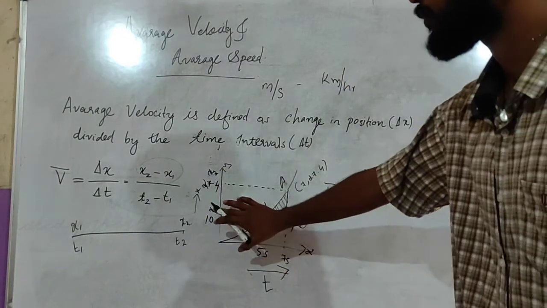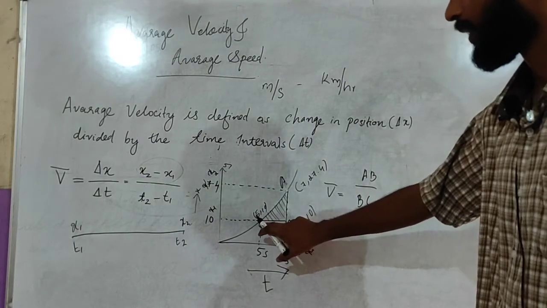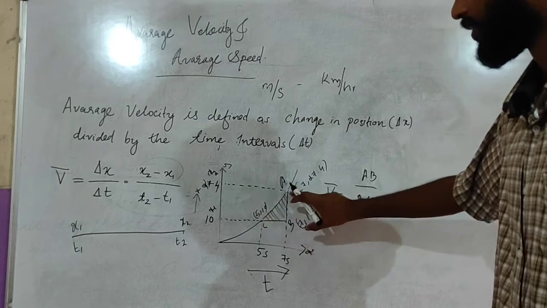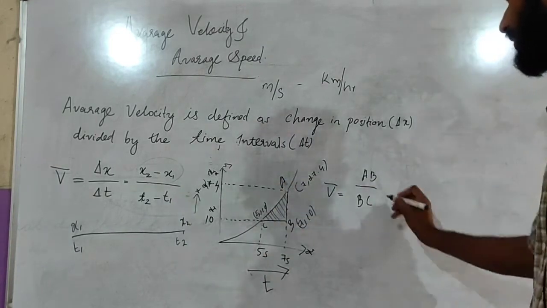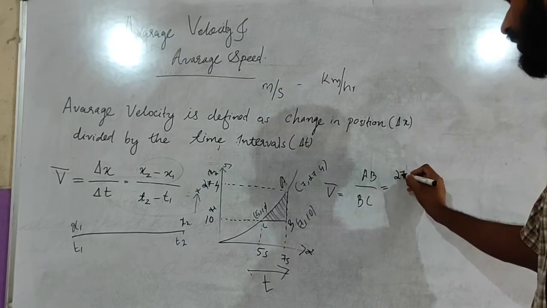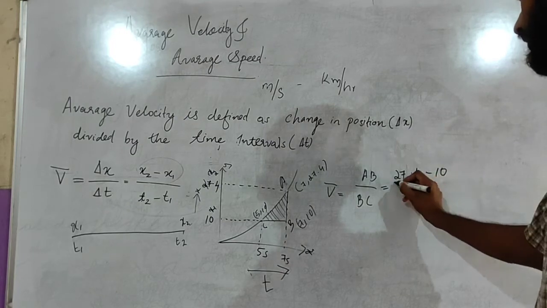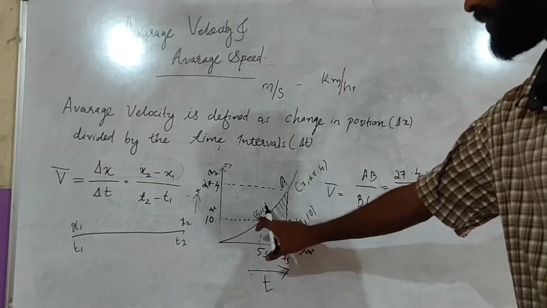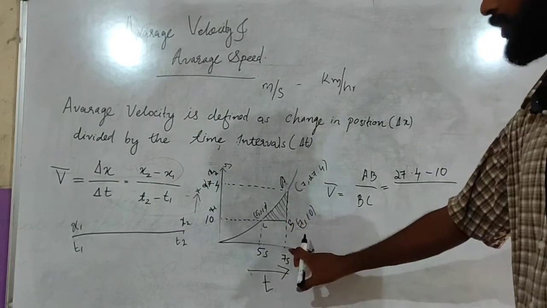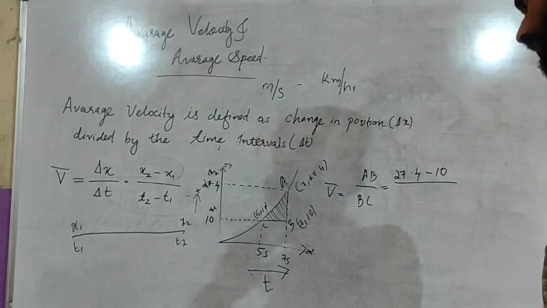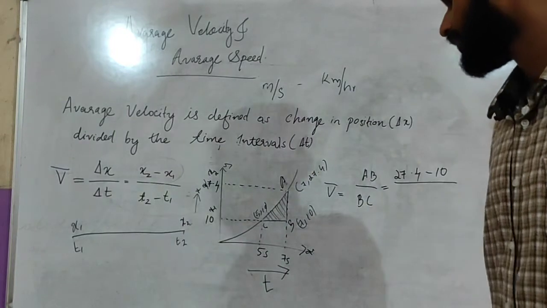You just want to consider 2 points on the graph. Considering the first point as x1, t1 and the second point as x2, t2. So x2 minus x1 is equal to 27.4 minus 10, divided by BC, where BC is equal to t2 minus t1. That is actually delta x divided by delta t, x2 minus x1 divided by t2 minus t1.